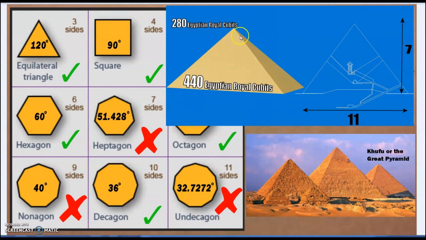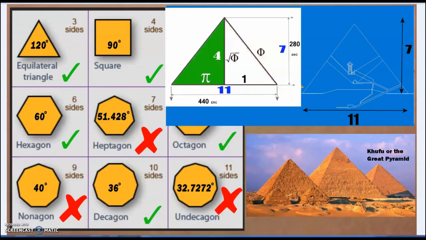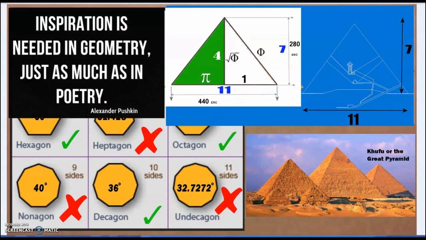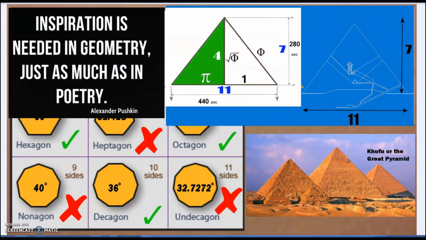So we go back to the Great Pyramid over here, and that's 440 by 280, which is that 7:11 Lucas ratio. You can't criticize geometry, it's never wrong. Yes, now 7:11. And that's a good one.